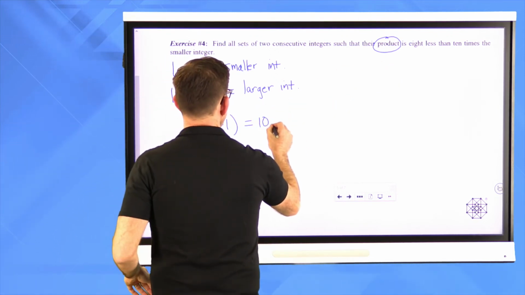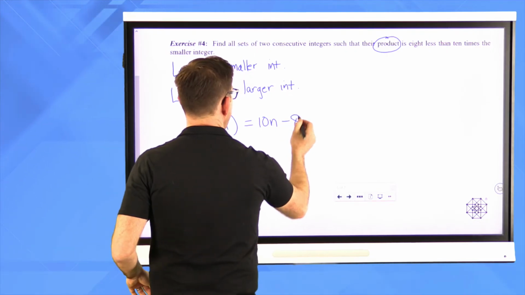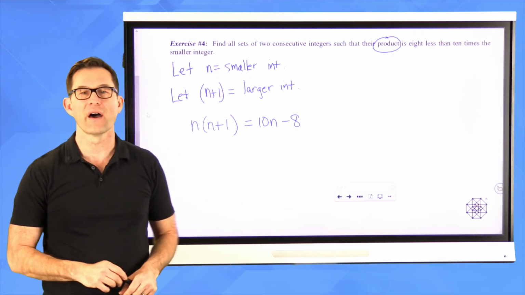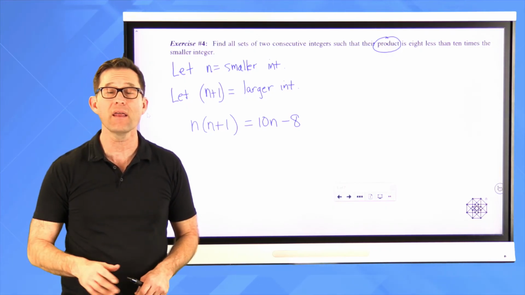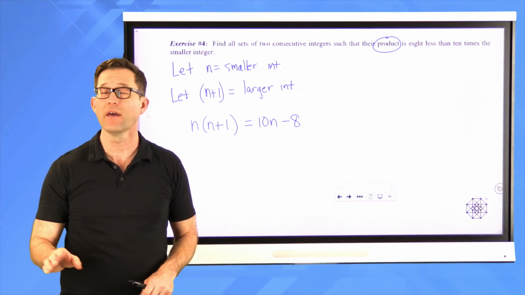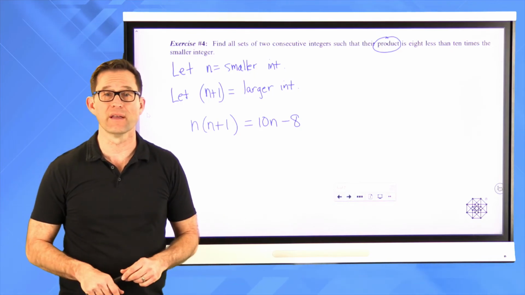So if I take 10 times the smaller integer and I subtract off 8, then I've got 8 less than the 10 times the smaller integer. Make sure you don't have 8 minus 10n. That is a completely different thing, and it will give you a completely incorrect answer.